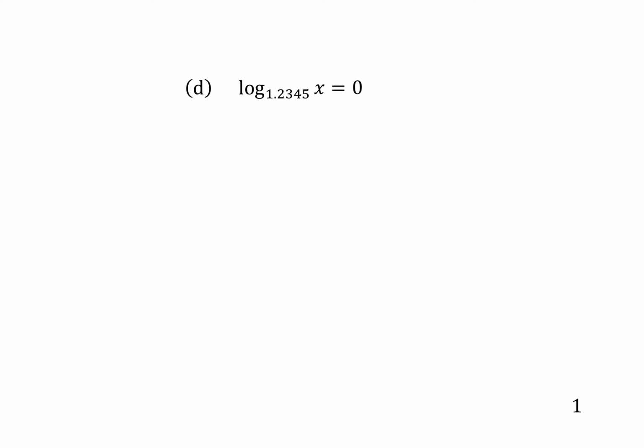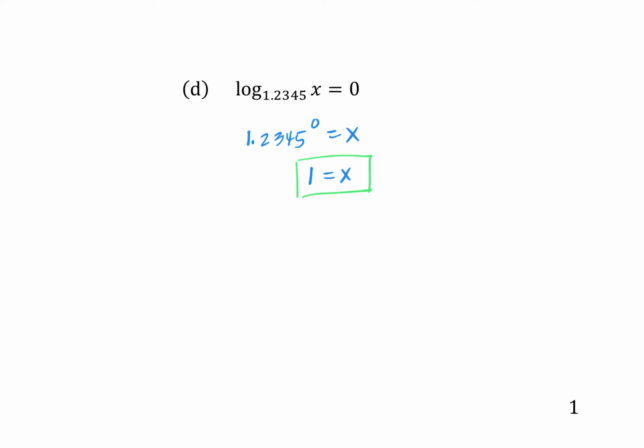Last one. Well, this looks crazy. I want to solve for the argument x. The base is 1.2345. The exponent is 0. Well, that's easy. Anything to the 0 power is 1. So it looked weird, but it actually came out really nice.